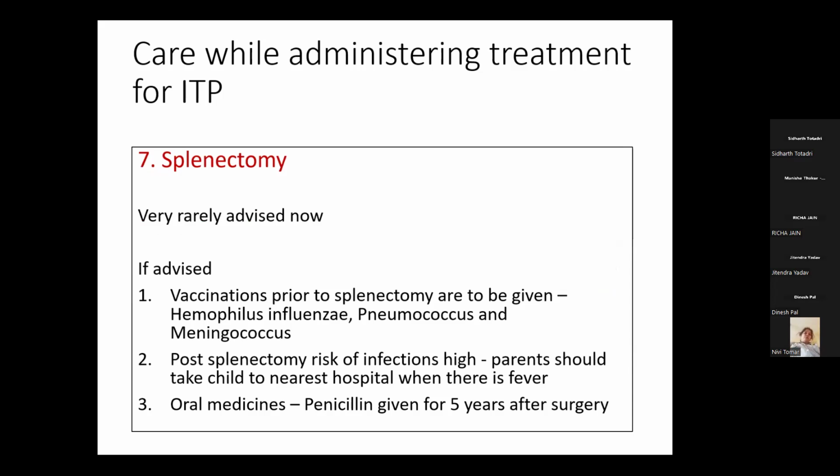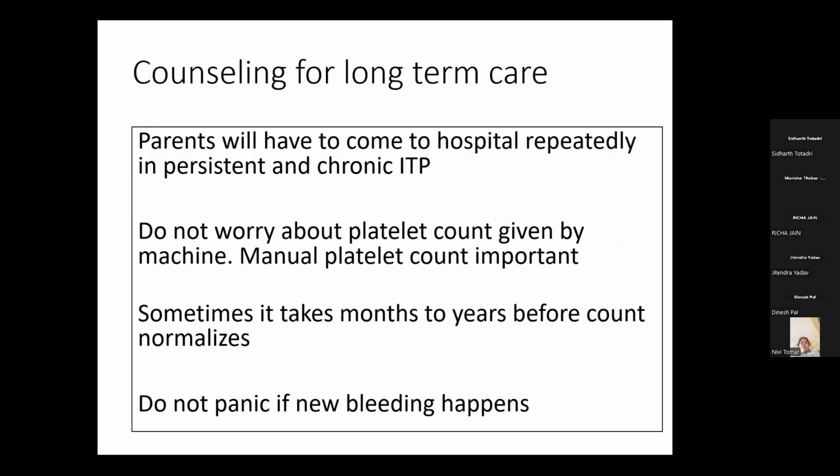Splenectomy is very rarely advised now. If advised, vaccinations prior to splenectomy are to be given. Haemophilus influenzae, pneumococcus, and meningococcus vaccination should be done. After splenectomy the risk of infection is high. Parents should take the child to the nearest hospital when there is fever. Oral penicillin is given for 5 years after surgery.